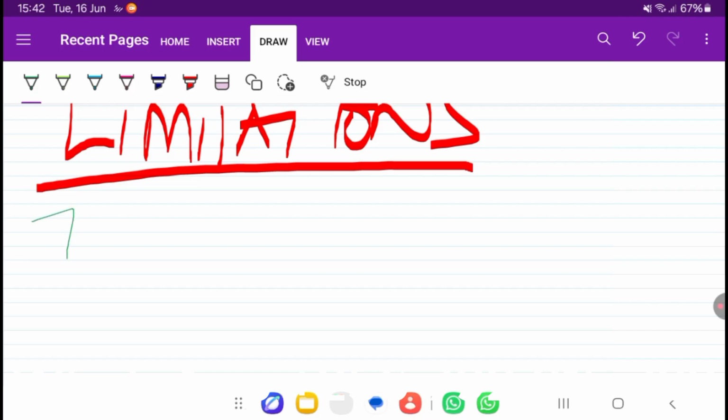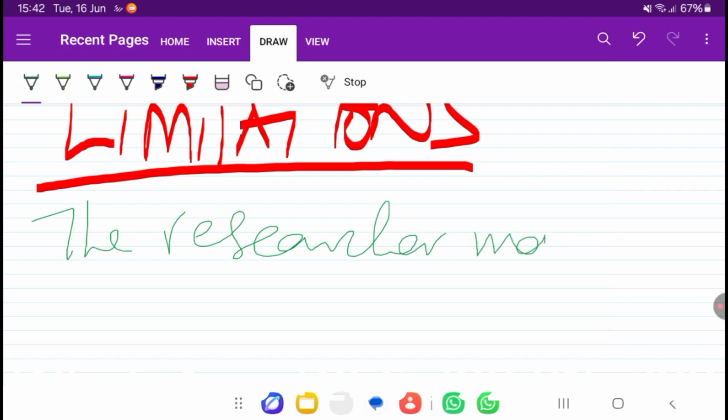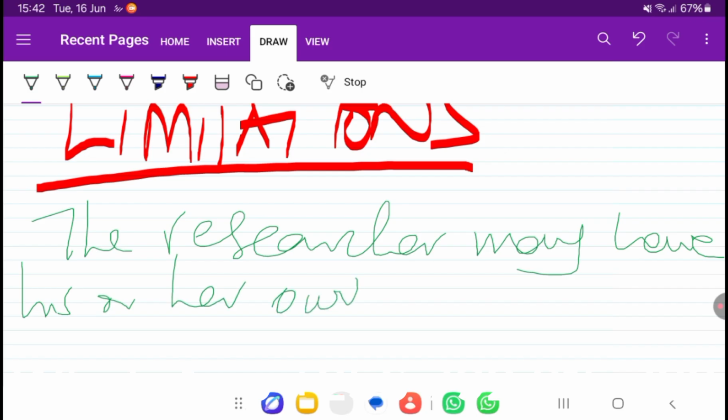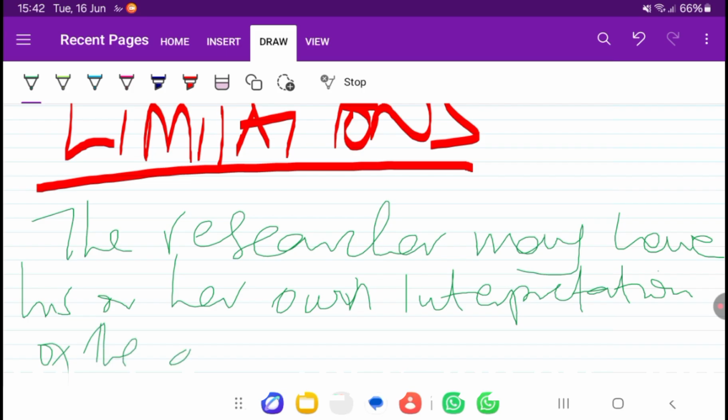So here the researcher may have his or her own interpretation of the data or information gathered.